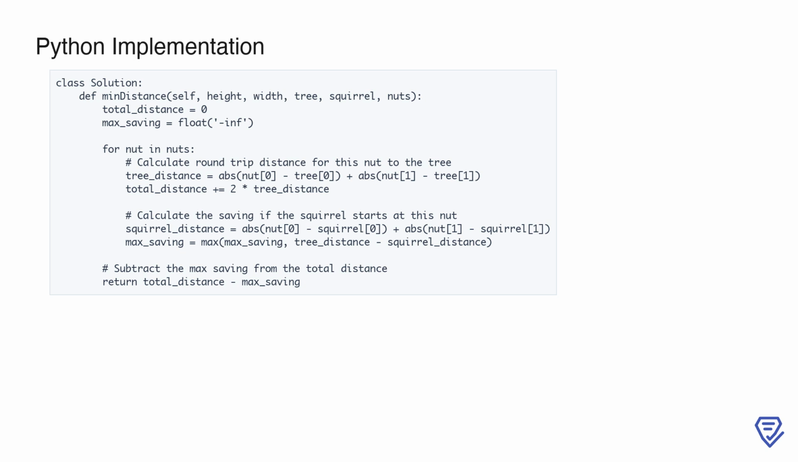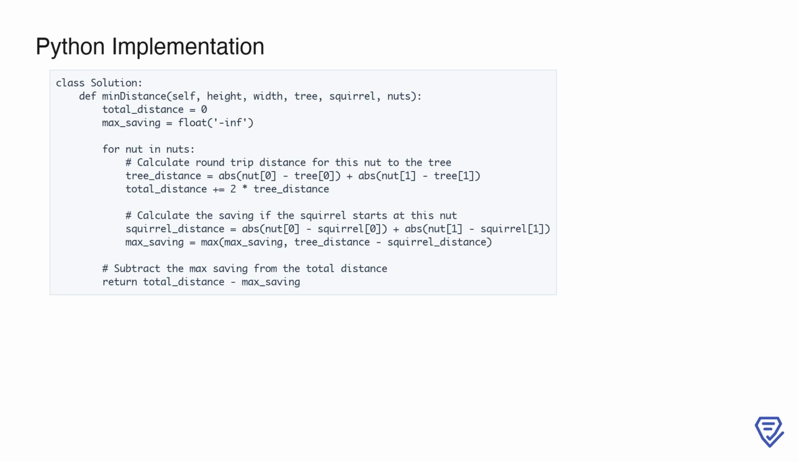2. Iterating over each nut. For each nut, the Manhattan distance to the tree, tree_distance, is calculated. This value represents the distance the squirrel must travel if it were to start at the tree for this nut. The total_distance is updated with twice tree_distance since the squirrel must make a round trip for each nut.